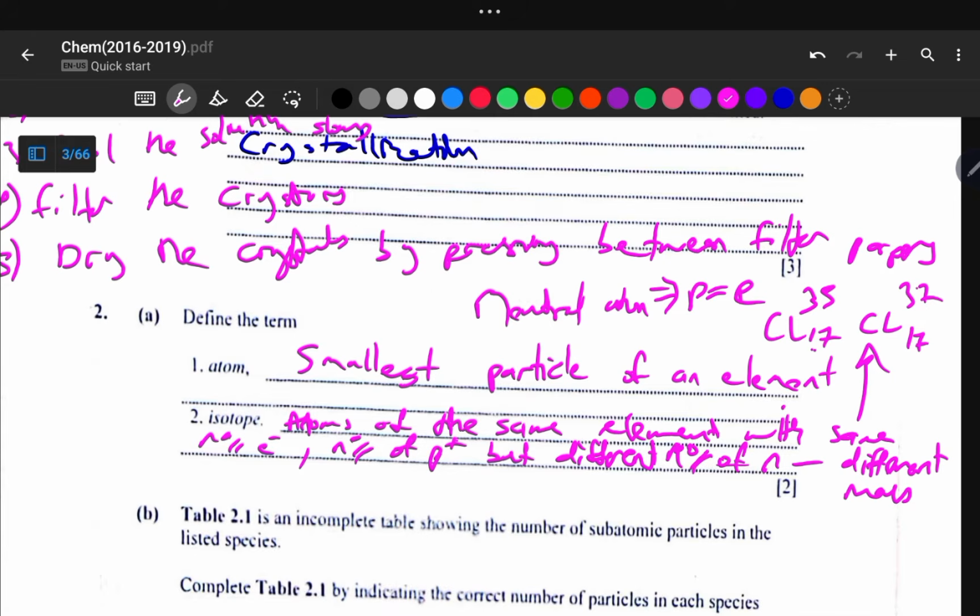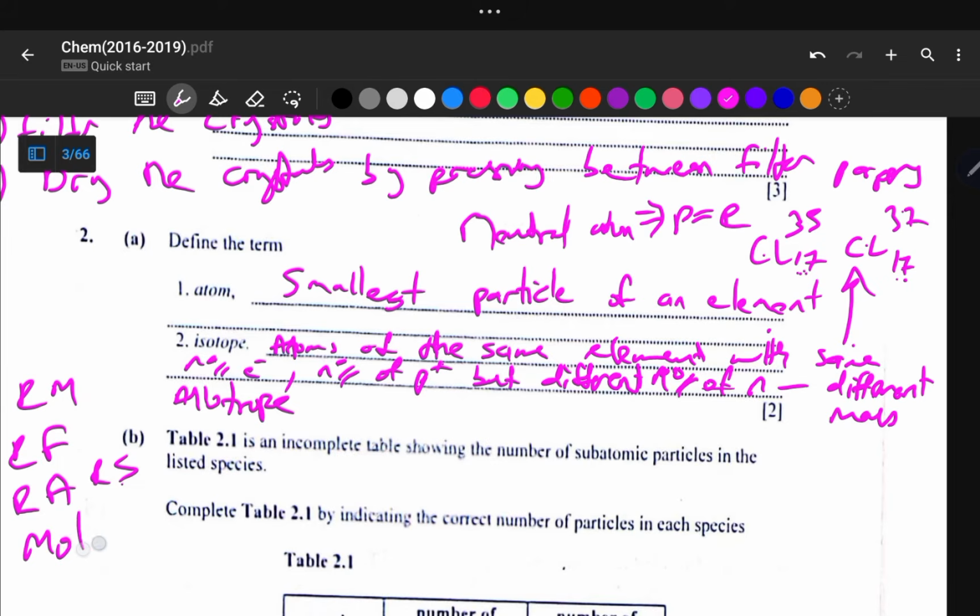So isotopes are defined as atoms of the same element. Here we've got chlorine, and here we've got chlorine, with the same proton number 17, same electron number 17, but different neutron number, which leads to different mass numbers. You should be able to define and give an example, and also define the terms allotrope, relative molecular mass, relative formula mass, relative isotopic mass, and relative atomic mass.